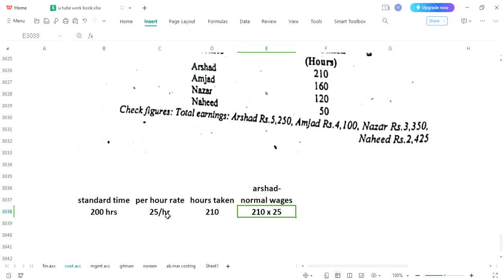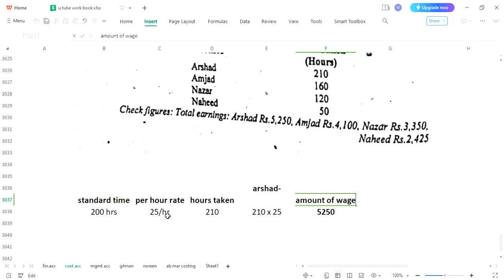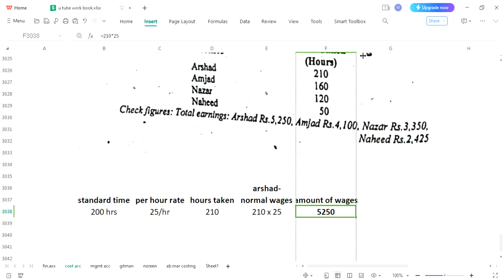So in this way you can calculate the amount finally: 210 multiplied by 25. So in this way you have calculated the wages of the first person. The amount of wages can be mentioned like this. Alright, and this was our requirement.